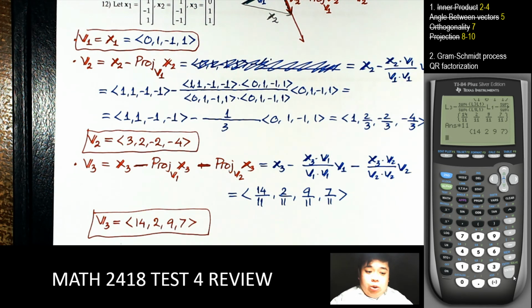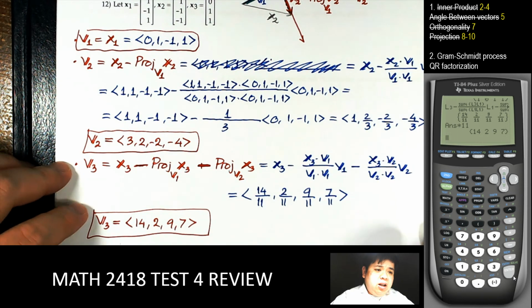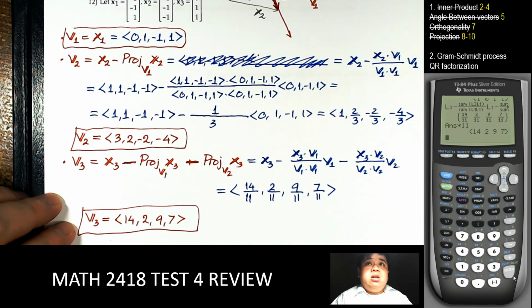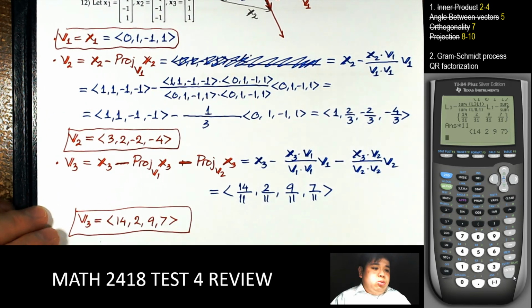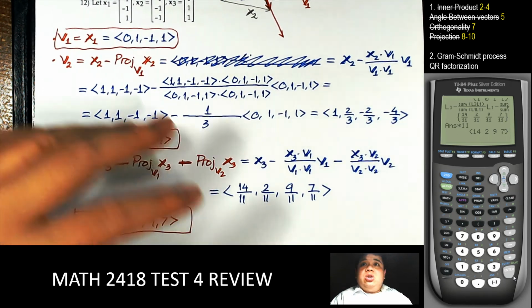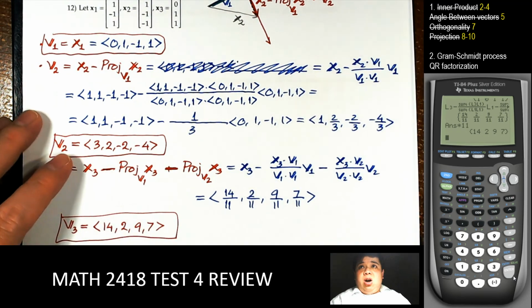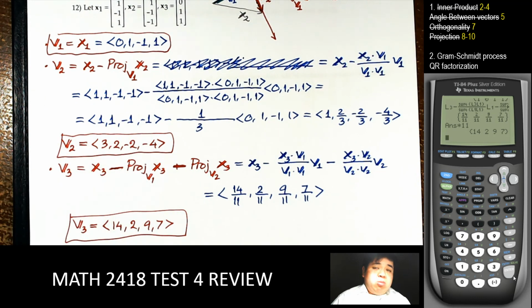Again, I didn't show you how to do this on the calculator because I think in class we should learn how to do that by hand first. Besides, it is easier to do the problem on the calculator. So if you miss anything, you can always go back on the videos and look for that particular problem. So Gram-Schmidt process, that is number 12.